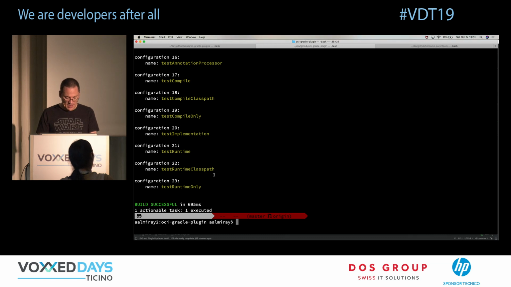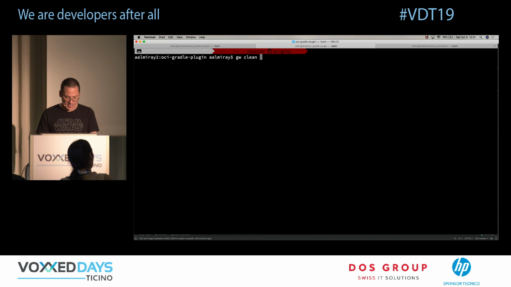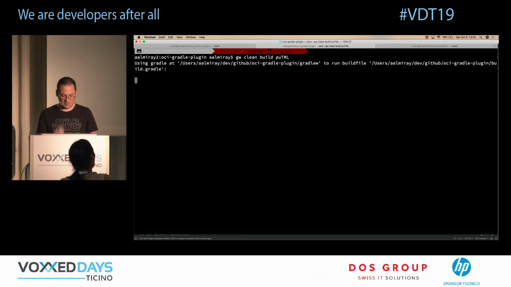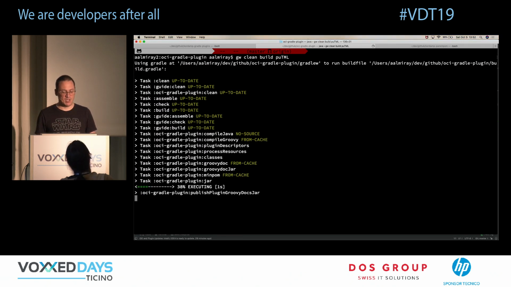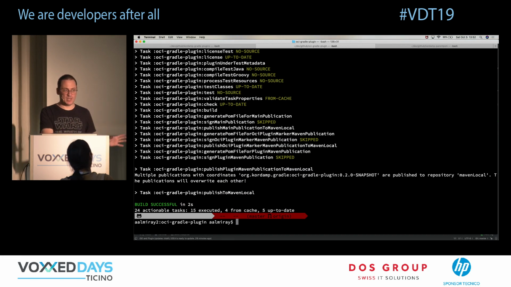But if I now simply say clean and do a build, and by the way, I'm also going to publish to Maven local. Did you know this? I can write as little information as possible and Gradle will expand this. Instead of saying publish to Maven local, I can say the same as PewTML. And it will work. It works for all kinds of tasks. It has nothing to do with this plugin itself.